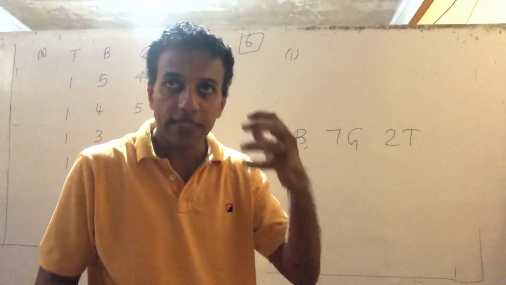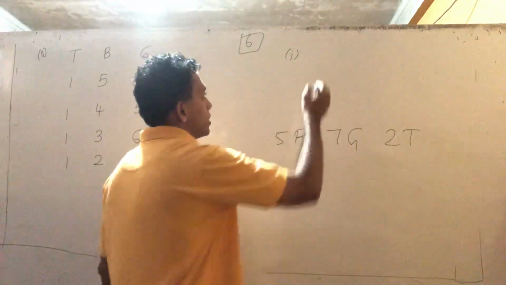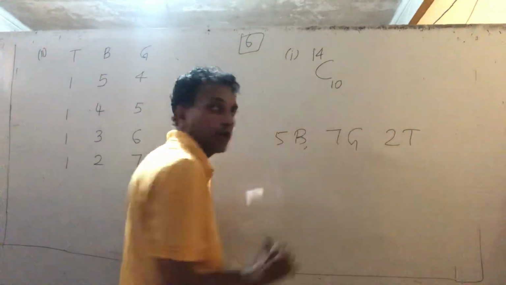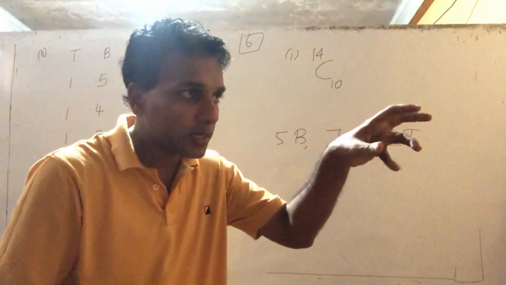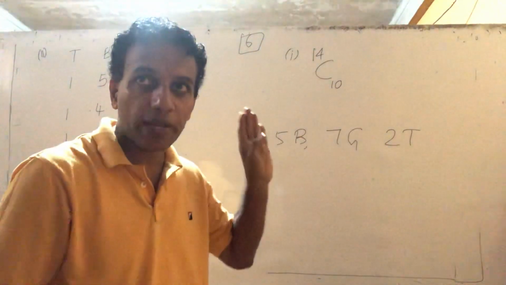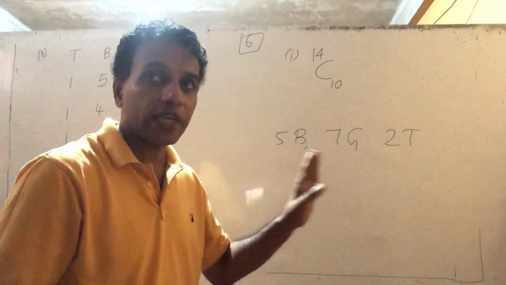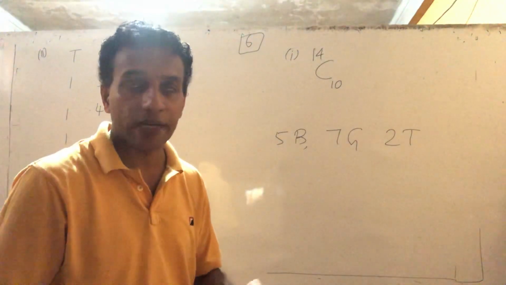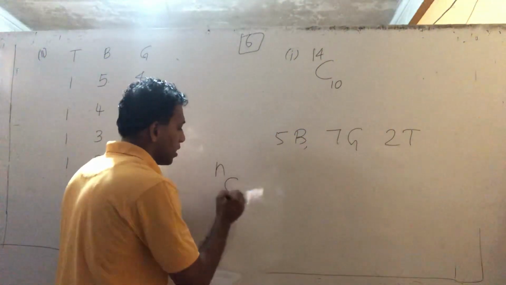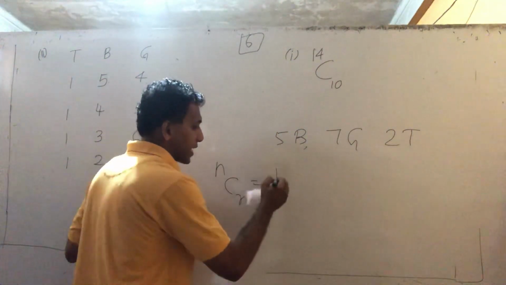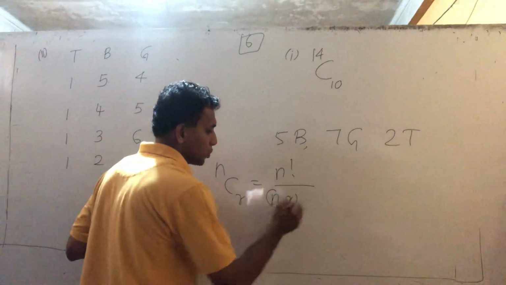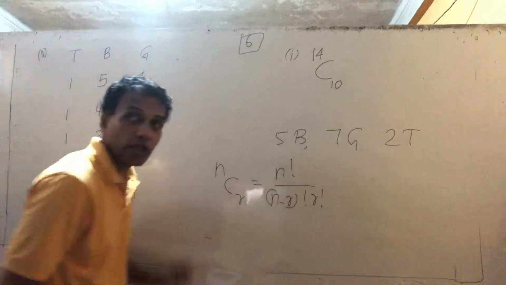The idea of the nCr notation, that is 14C10. This is the answer: 14 members taken 10 at a time. That's a combination, not a permutation. 14C10. Now simplify this. What is nCr notation? Generally, it is n factorial over (n minus r) factorial into r factorial.